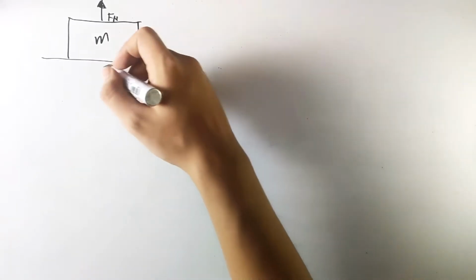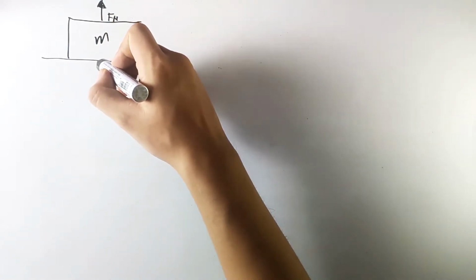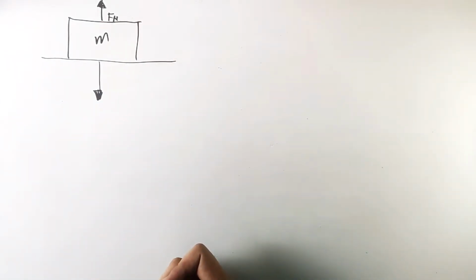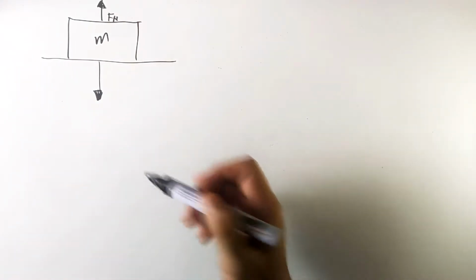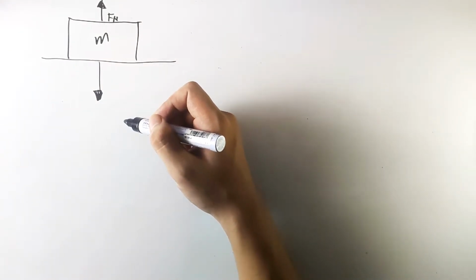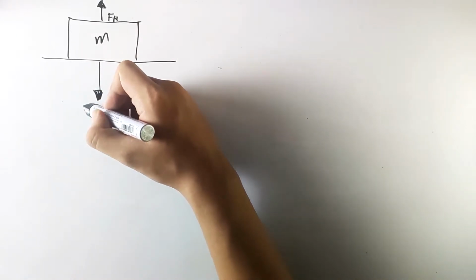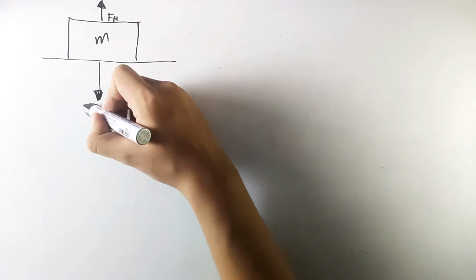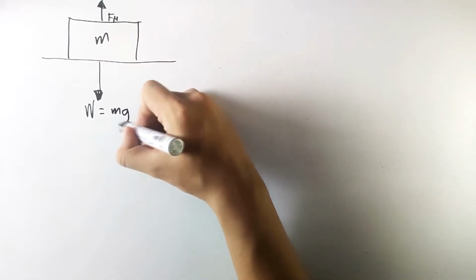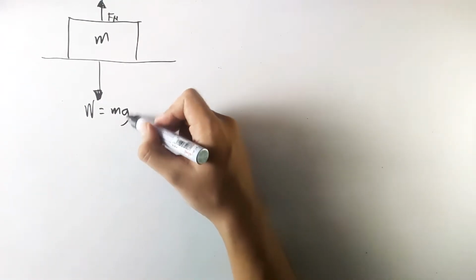So we have this one, and then of course the other one would be this, which will be the weight of the box. Weight we can define as capital W, which is mass times acceleration due to gravity. So we already know that this is acceleration.